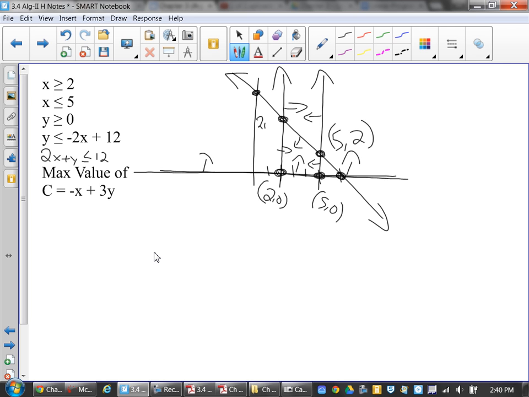The other one, your x value is vertical, so you use 2 again. So negative 2 times 2 is negative 4. Negative 4 and 12 is 8. So your y value is 8. So your 4 ordered pairs that you're going to test in this function: 2, 0, 5, 0, 5, 2, and 2, 8.